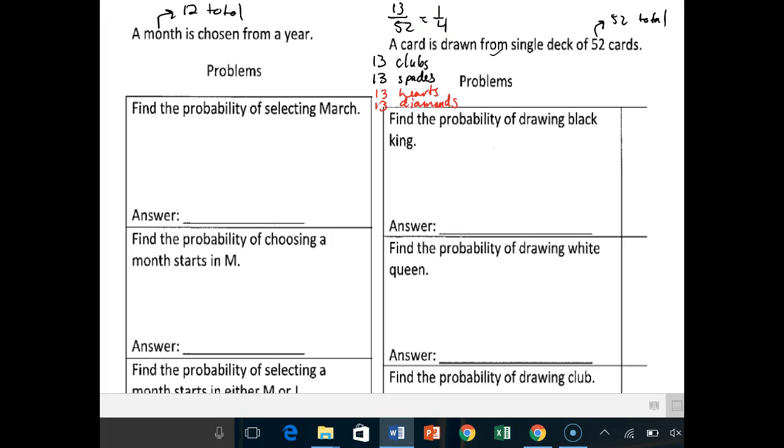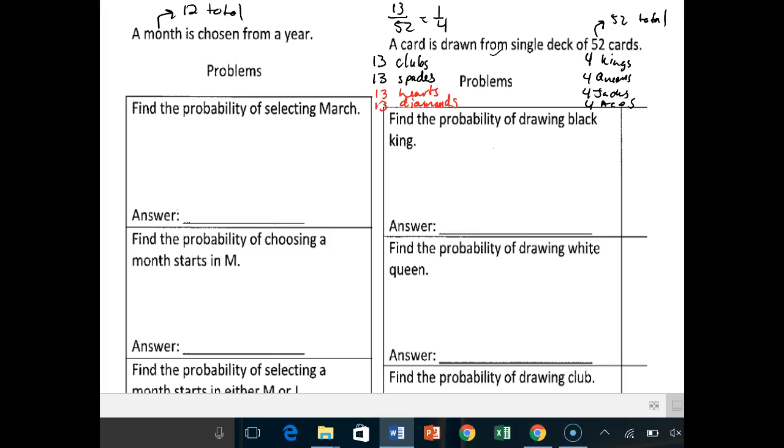And then also you have four kings, 2 black, 2 red, right? So 1 club, 1 spade, 1 heart, 1 diamond. You have 4 queens, again, 2 black, 2 red. You have 4 jacks, again, 2 black, 2 red. And you have 4 aces, again, 2 black, 2 red. Okay, so that's just in case you didn't have that background for a deck of cards. That should be able to help you solve some of the card problems.